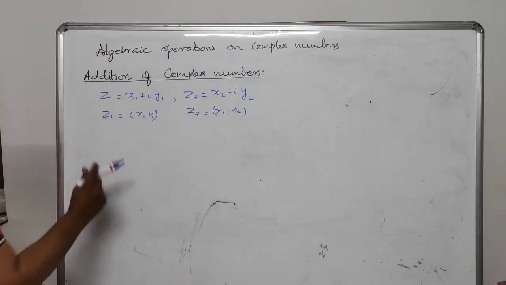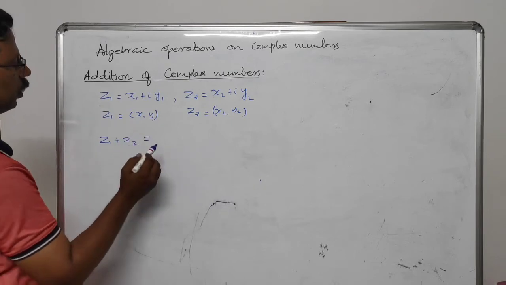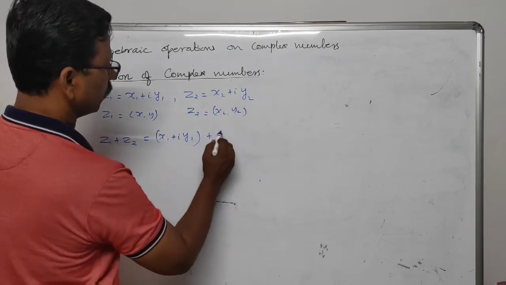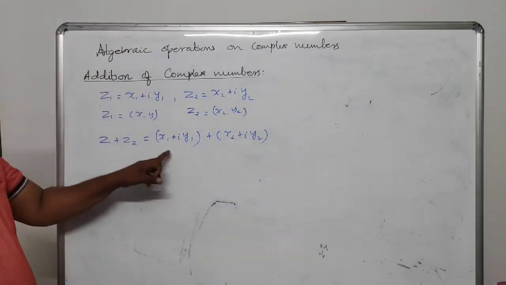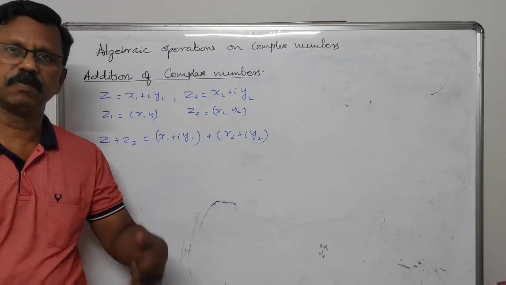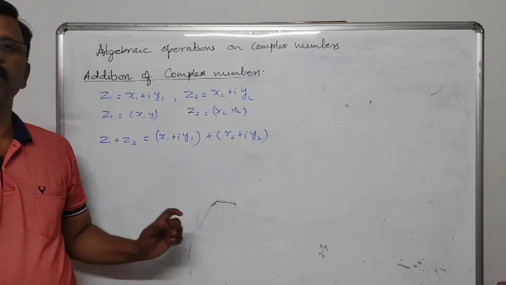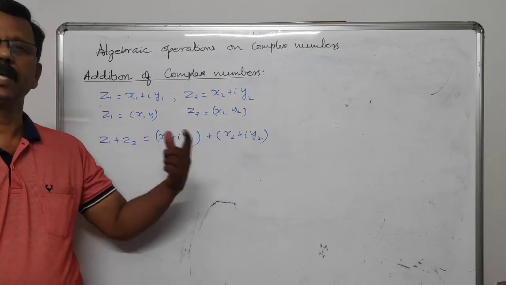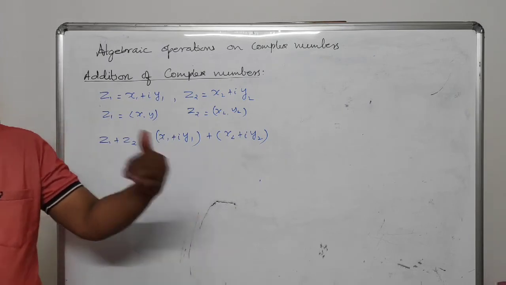Now, we want to find the sum of these two complex numbers z1 and z2. z1 is equal to x1 plus iy1, then plus z2, which is x2 plus iy2. Now I have to add these. How do you add them? Already we know very well how to add two matrices of the same order by adding their corresponding elements. Likewise, whenever you want to add two complex numbers, you have to add only their corresponding parts. That is, you have to add the real part with the real part and the imaginary part with the imaginary part.